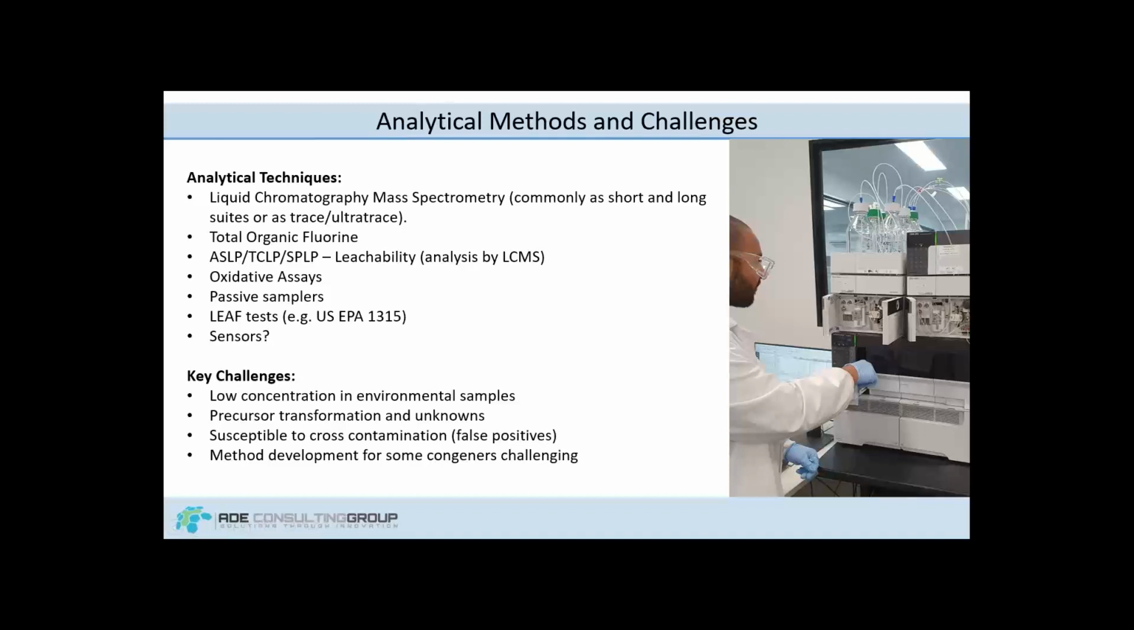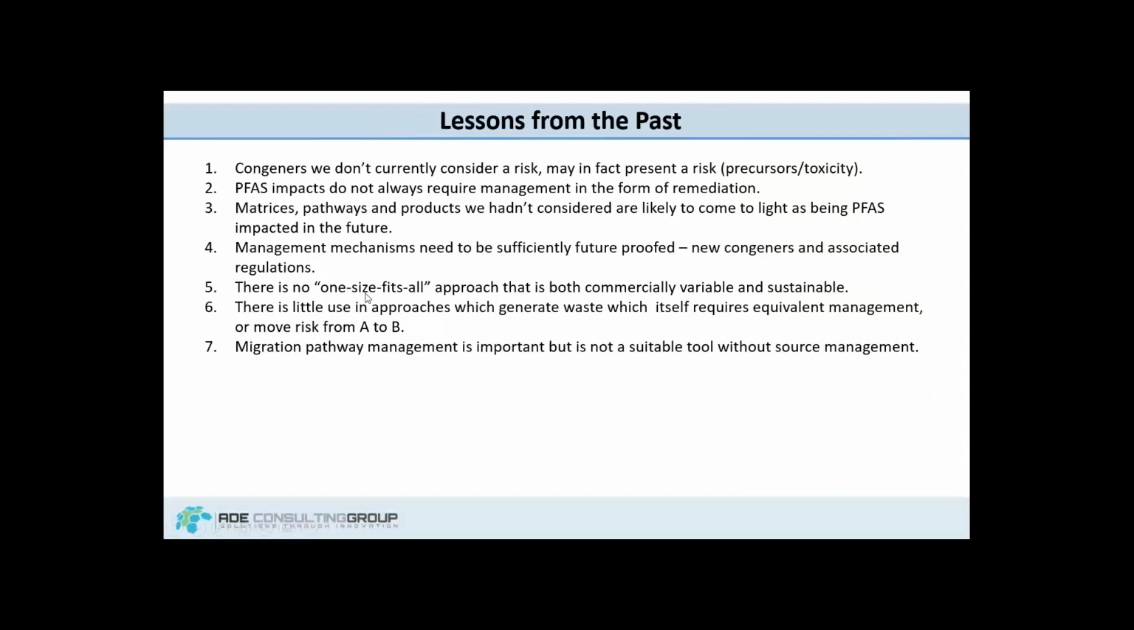Obviously, all labs are very diligent in making sure this is managed through QA/QC. However, it is still unfortunately one of those things that can happen. And lastly, some of the congeners, some of the PFAS compounds that we like to assess, are quite challenging to quantitate. This can be due to their physiochemical behaviors, so how soon they elute and interferences with other compounds. And there's a number of challenges to be overcome there in the future.